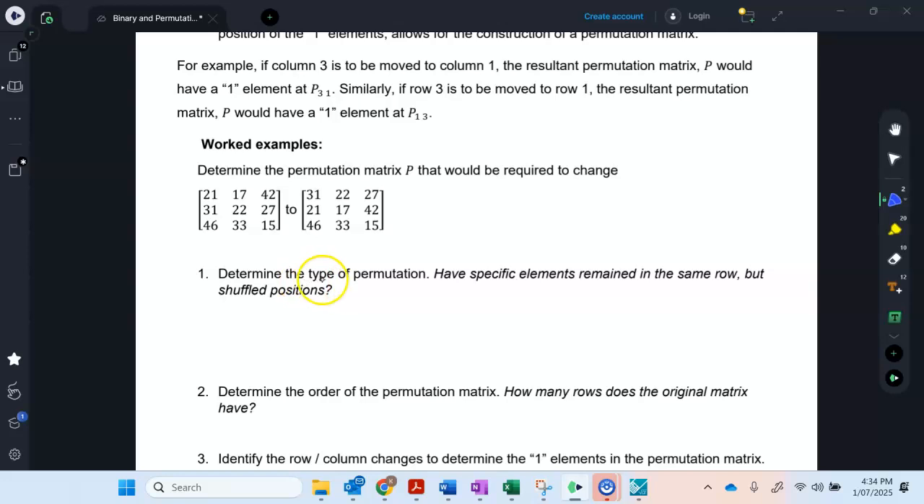Okay, so determine the type of permutation. Have specific elements remained in the same row but shuffled positions? So let's have a look at where some numbers have gone. This 21 has gone to here, and this 17 has gone to here, and then 42. So what we've actually got is a row permutation. They've actually changed rows, right? The 21, 17, 42 has changed from the first row to the second row. So we've got a row permutation.